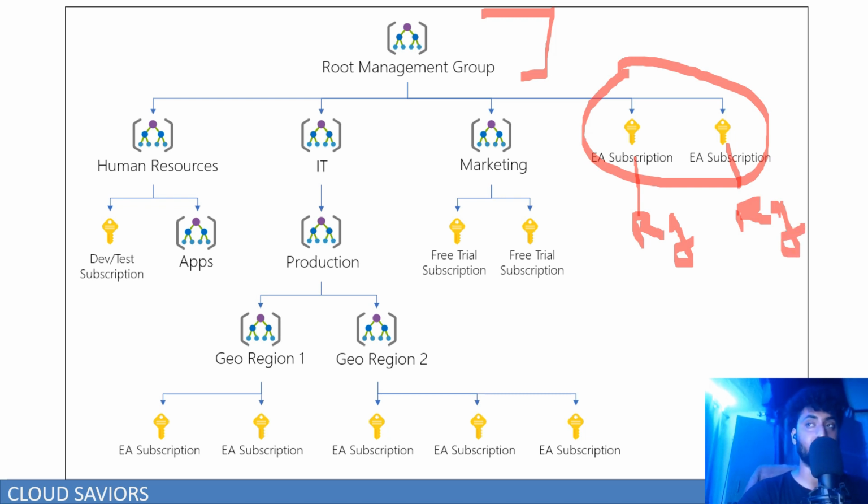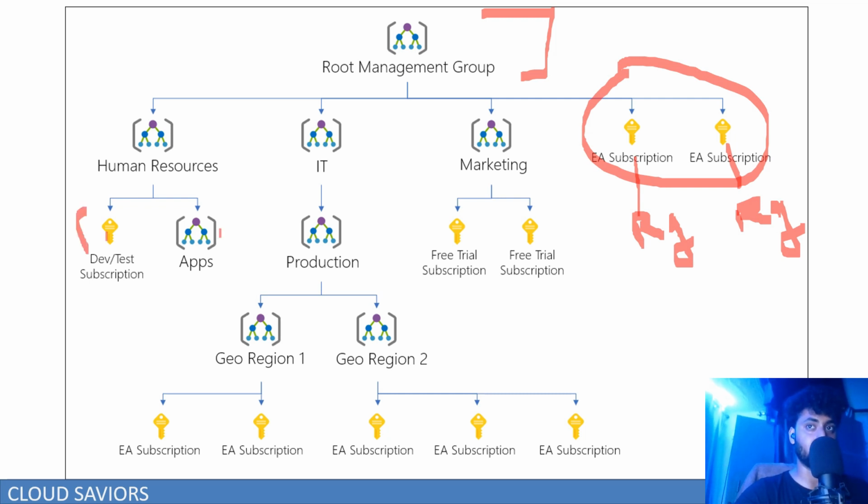Now let's talk about these management groups. Basically, one is for HR, the second is for IT, the third is for marketing. So this management group is dedicated to HR people, this one to IT, and this one to marketing. Since it is a management group, it can create more child resources. And what are these child resources? First is subscription, second is management groups themselves.